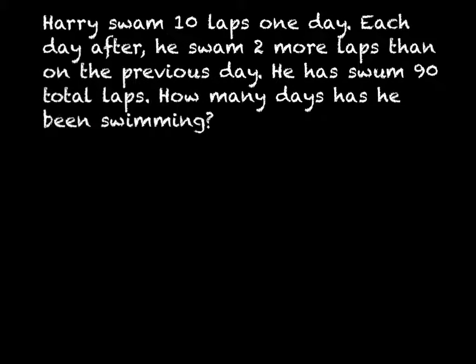Harry swam 10 laps one day. Each day after, he swam 2 more laps than on the previous day. He has swum 90 total laps. How many days has he been swimming? So from this word problem, we are given A1, which is 10, D equals 2, and our sum equals 90.